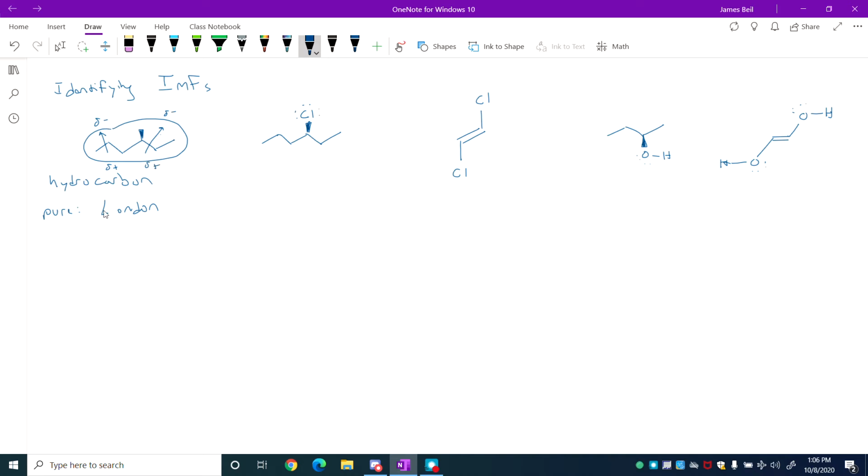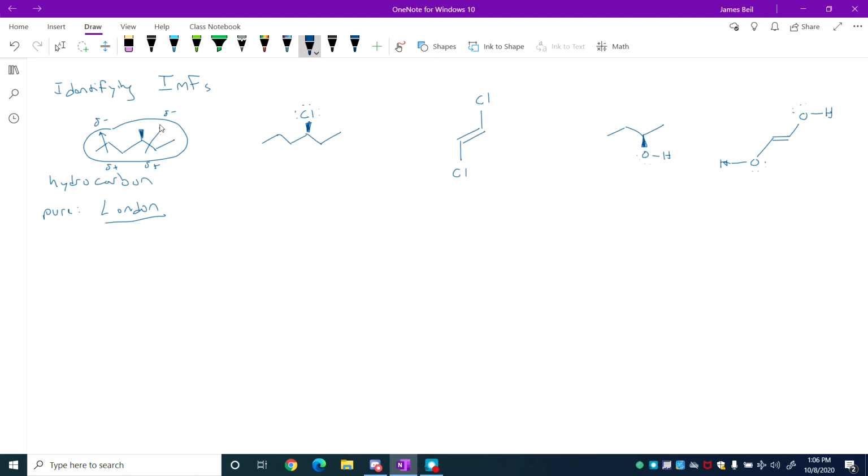So that's why when it comes to London forces, the surface area is the biggest factor. The more surface area there is, the more instances around the surface there will be where small quantities of partial negative and positive form, and then those can line up next to identical molecules and attractions can form between them.